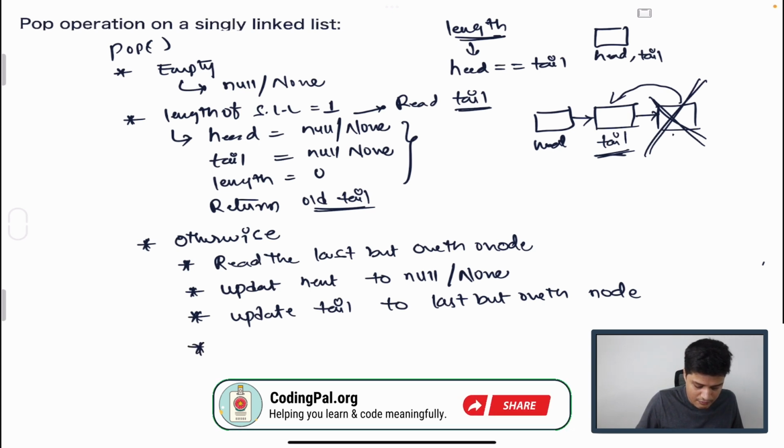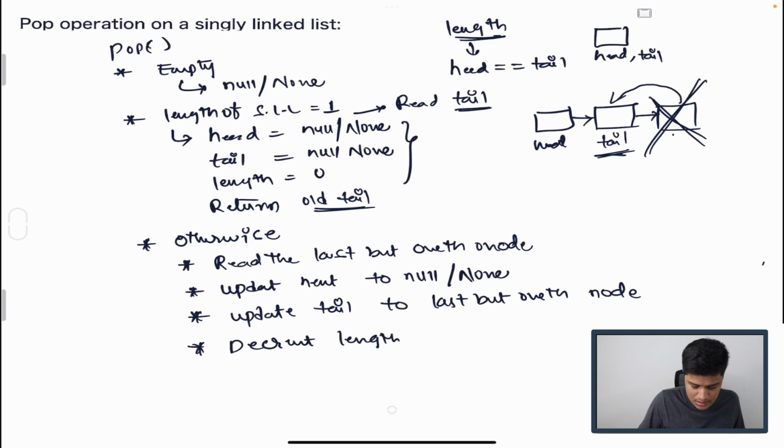And here we will again decrement length by 1, because after all we are deleting one value from the singly linked list. Since that value has been deleted, we have to make sure that we make proper adjustments in length as well. Since we are deleting one node, we will decrement the length also by 1.